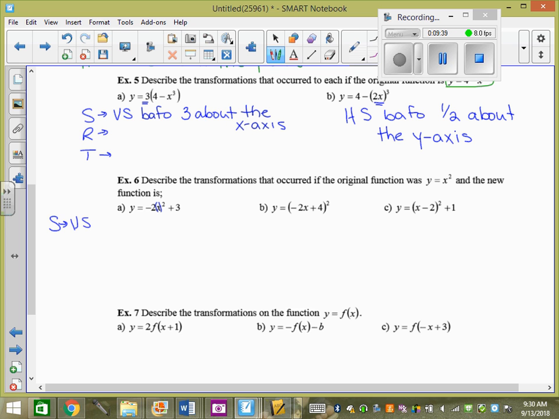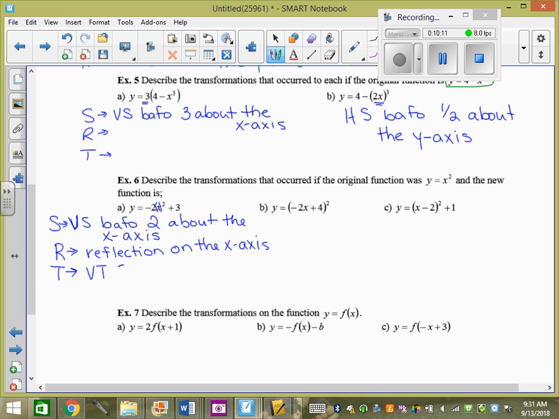A vertical stretch by a factor of 2 about the... Do we have a horizontal stretch? No, we have nothing with the x. Reflections. We have a reflection because it's not with the x, right? Translations?